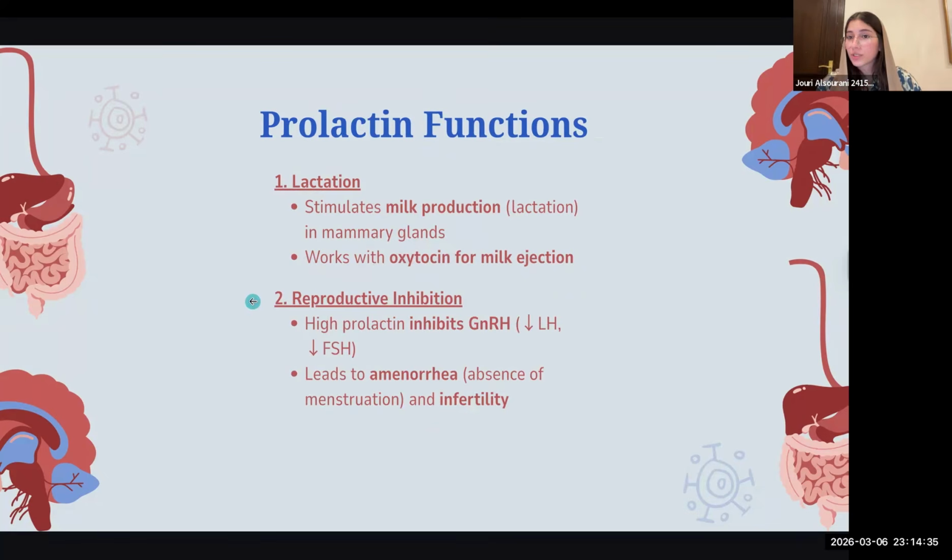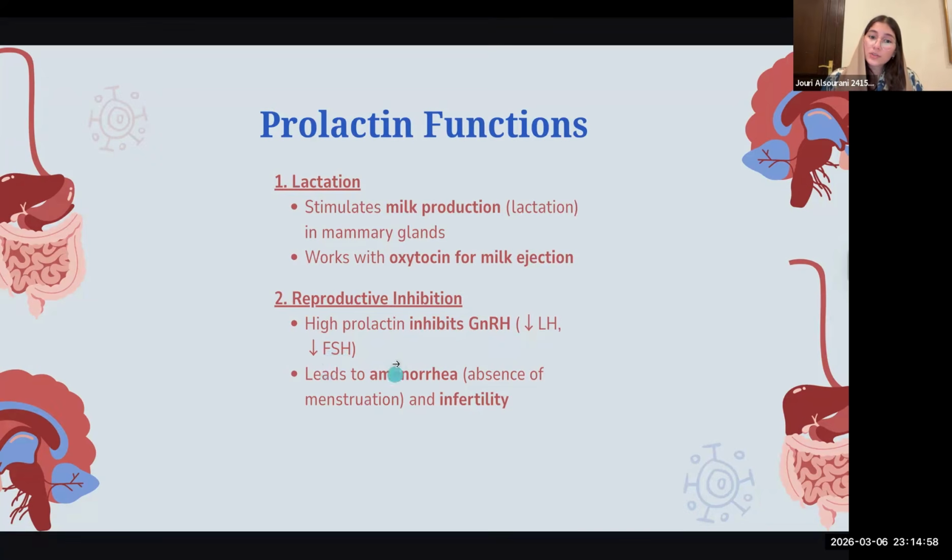It also has to do with reproductive inhibition. So if we have high levels of prolactin, this is going to go back as negative feedback. It's going to inhibit GnRH, and it's going to decrease LH and FSH. So prolactin, although this is a gonadotropin, will inhibit GnRH, okay? It will inhibit LH and FSH.